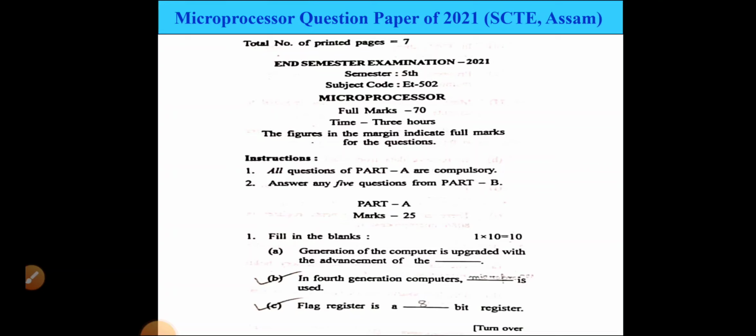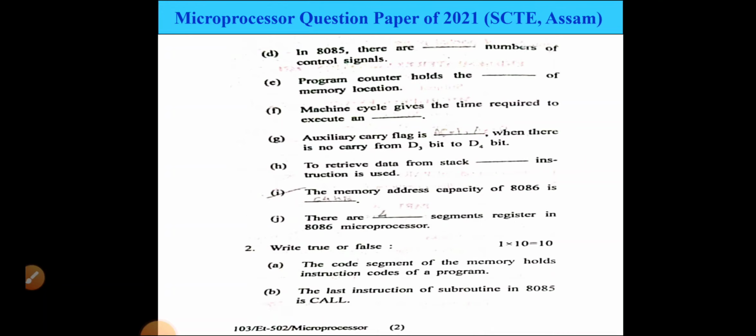There are two parts, just like the previous question paper. Here also there are two parts, Part A and Part B. In Part A there are 25 marks. So first is fill in the blanks. There are 10 questions in fill in the blanks, each has 1 mark. We'll go through each question in our coming slides. So these are the questions.